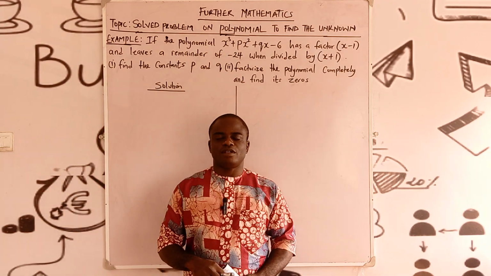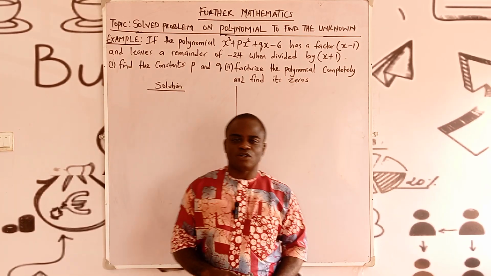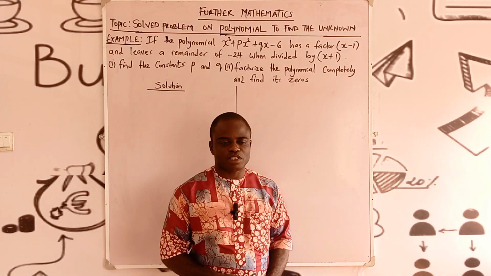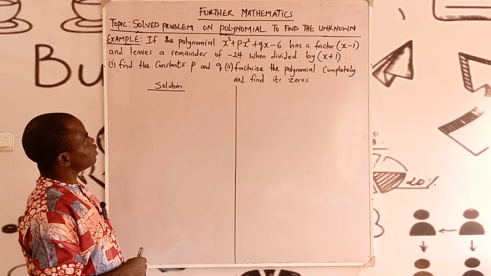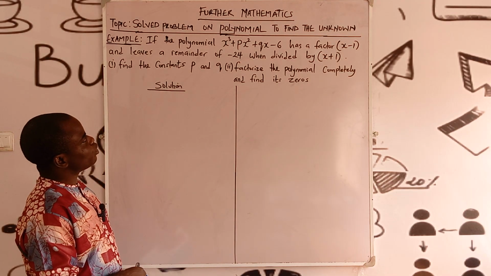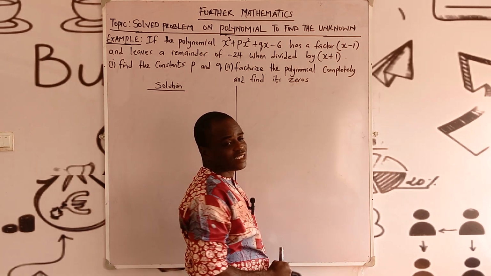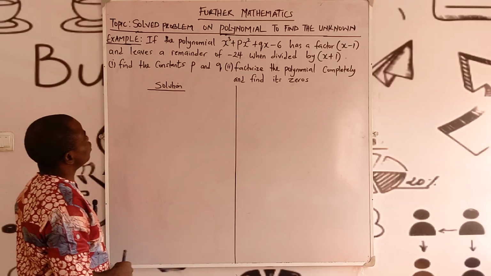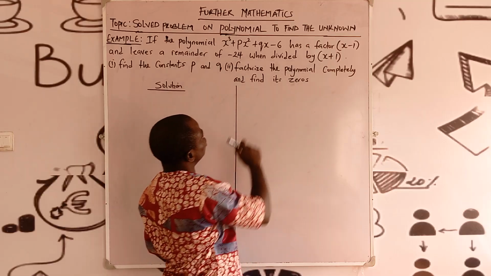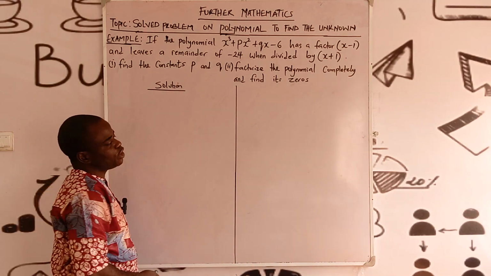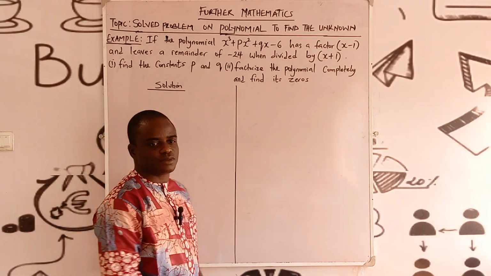Good day, students. Today we want to solve a problem under polynomials that involves finding the unknowns. Please, when you look at the question, study it appropriately. We are told that the polynomial x cubed plus px squared plus qx minus 6 has a factor x minus 1 and leaves a remainder of minus 24 when divided by x plus 1. We have to find p and q, and also factorize the polynomial completely and find its zeros.